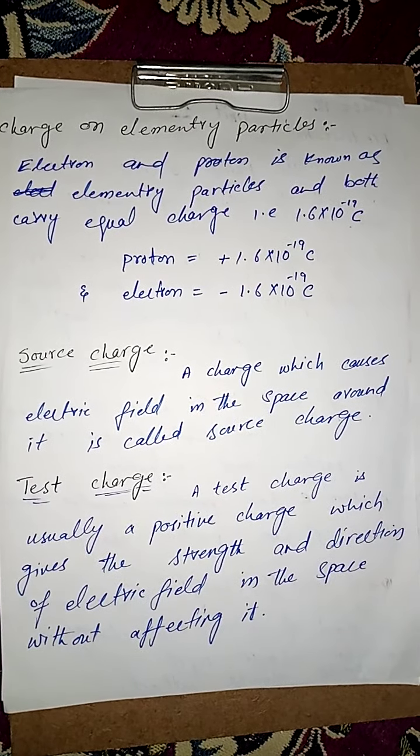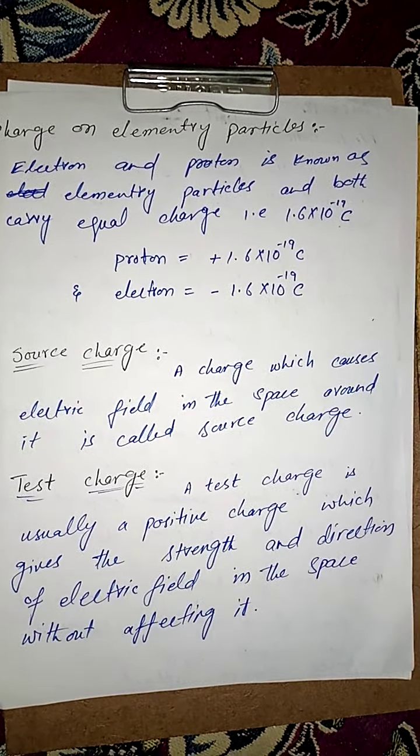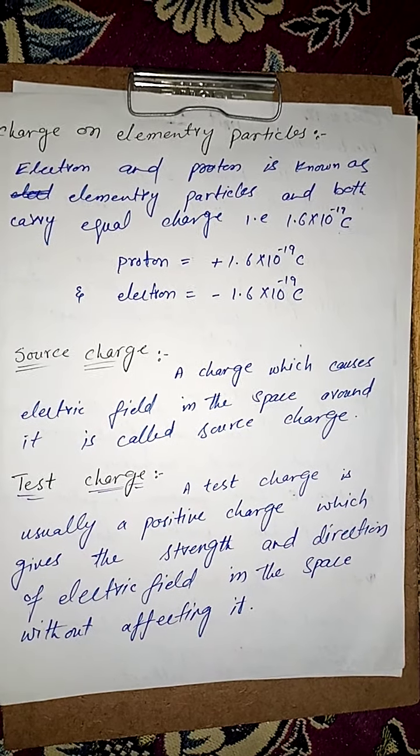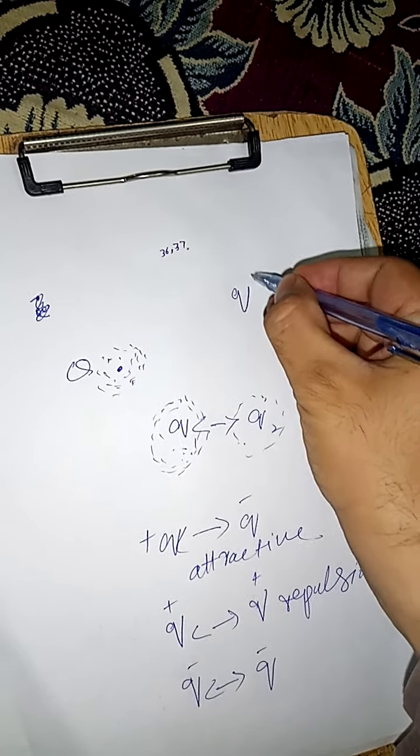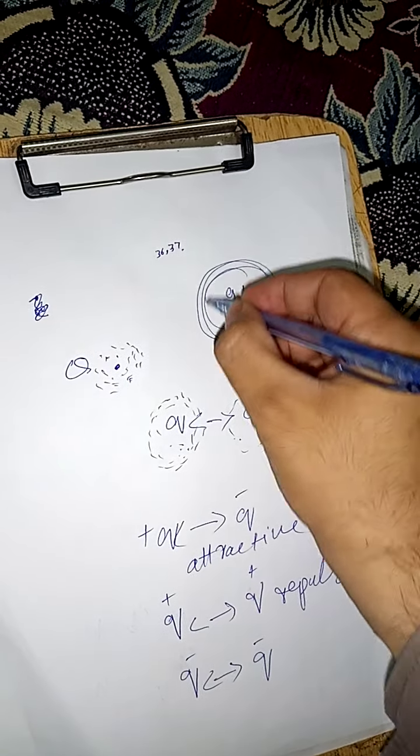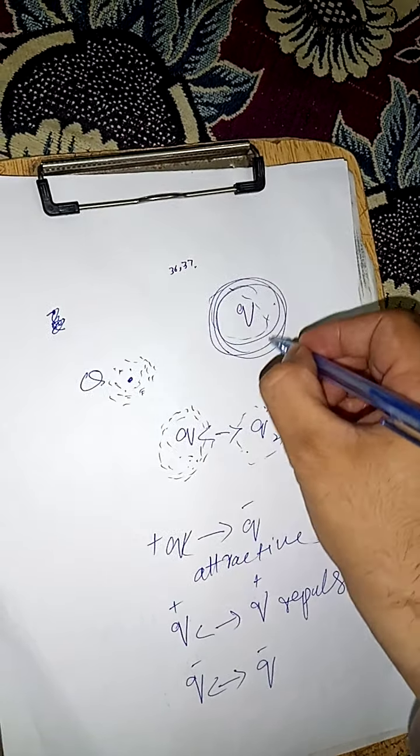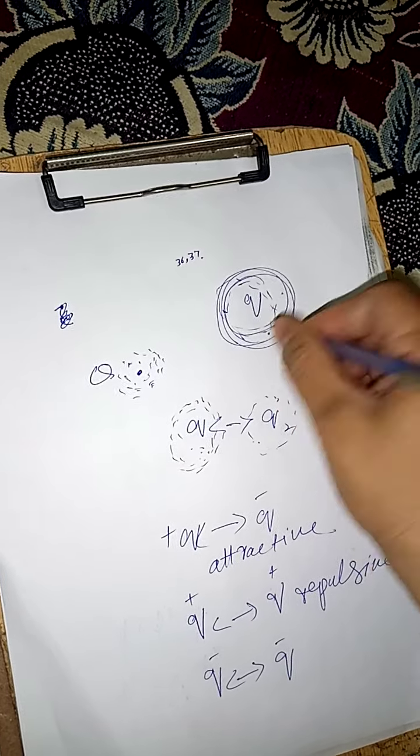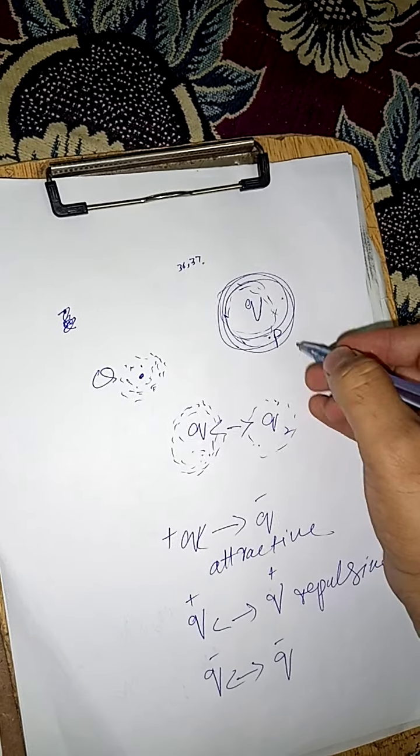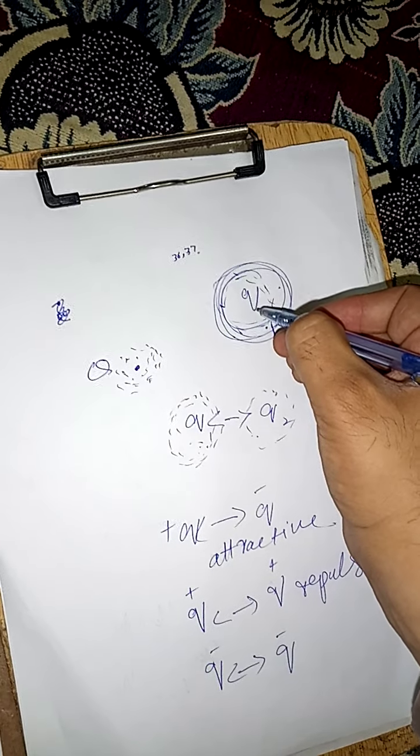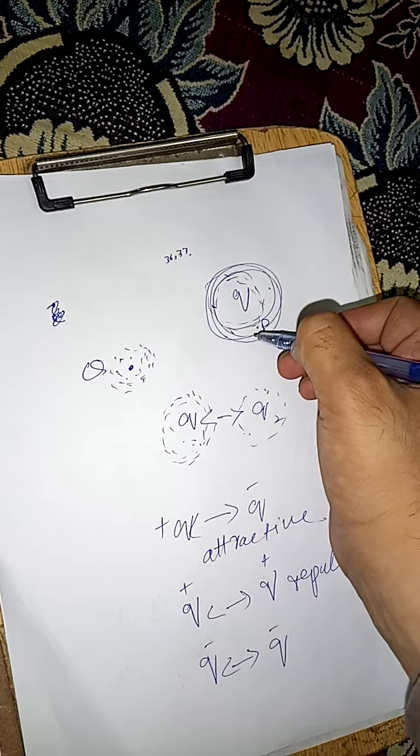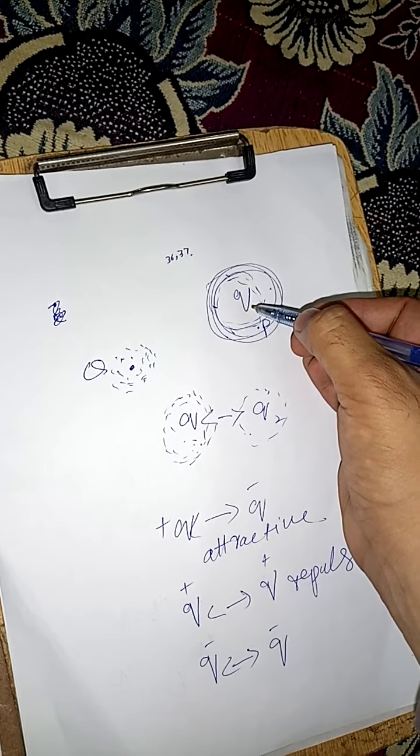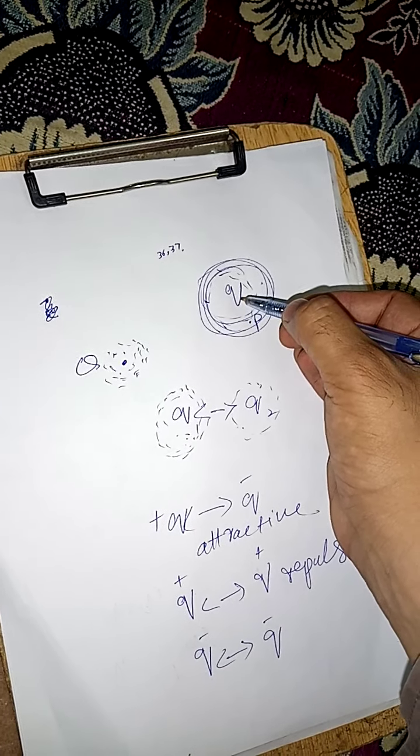Another term is the source charge. If we have a charge q and we want to find the field of that charge at any point, for example p, or we want to find the strength of this charge at any point p, the charge which we are discussing is called the source charge.